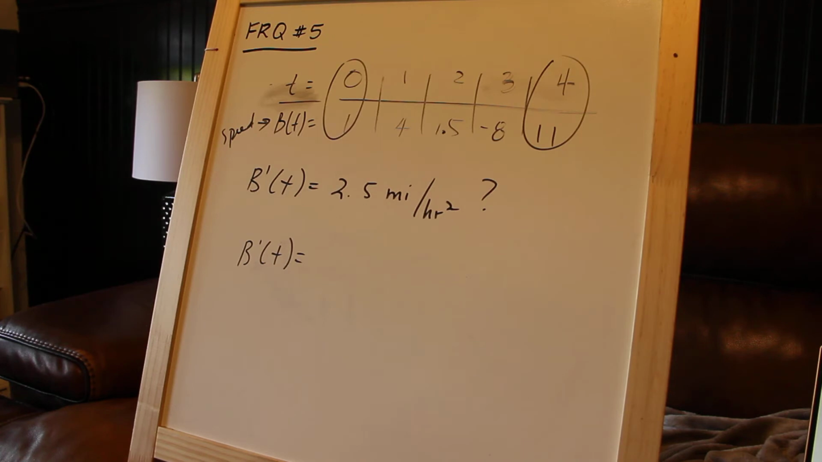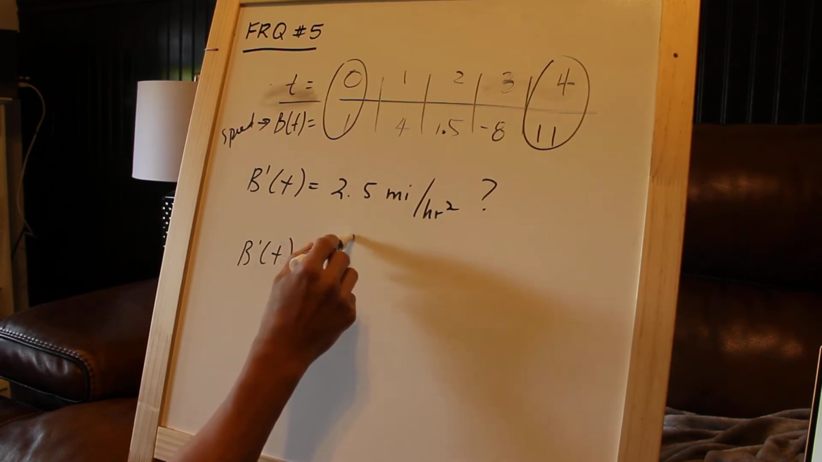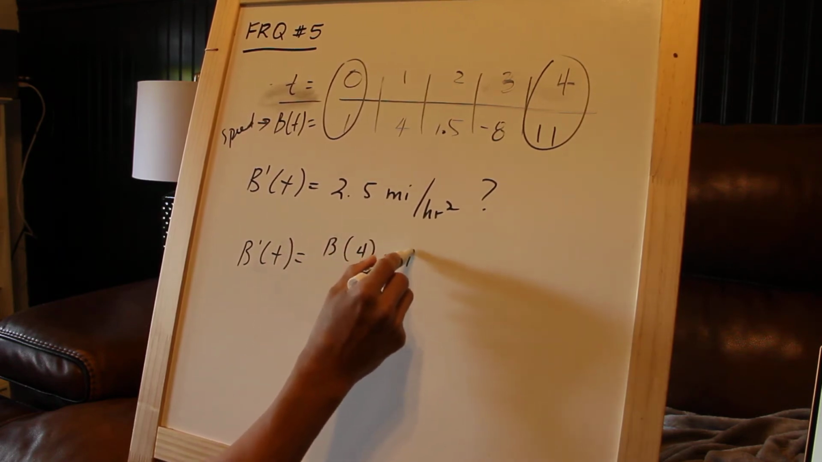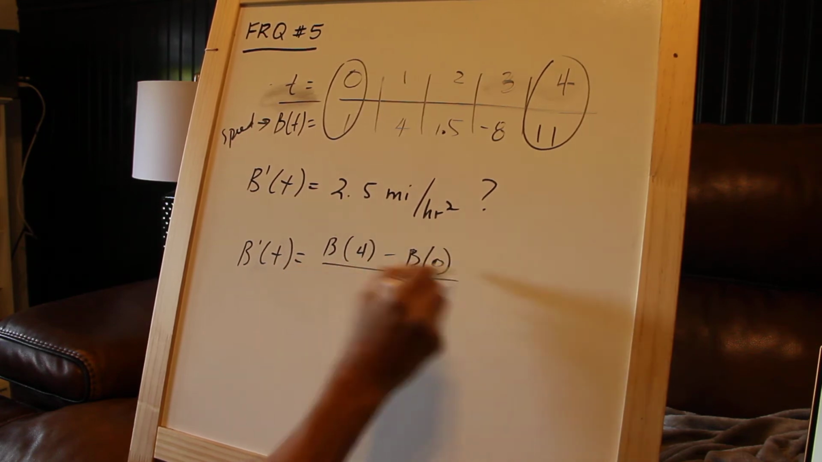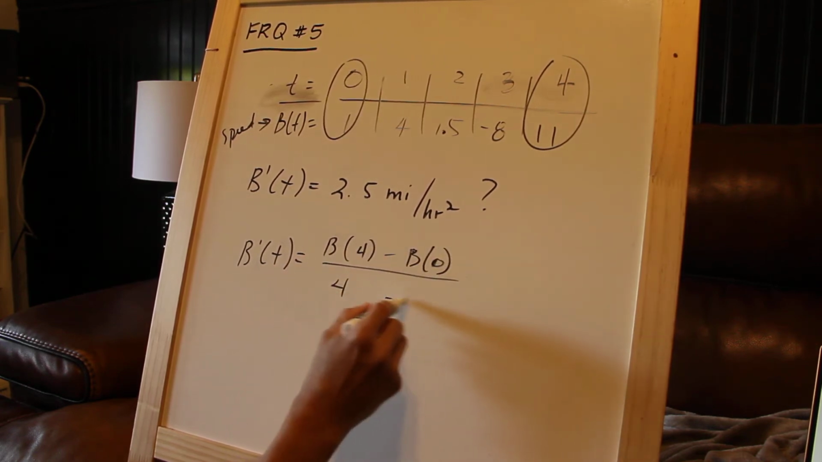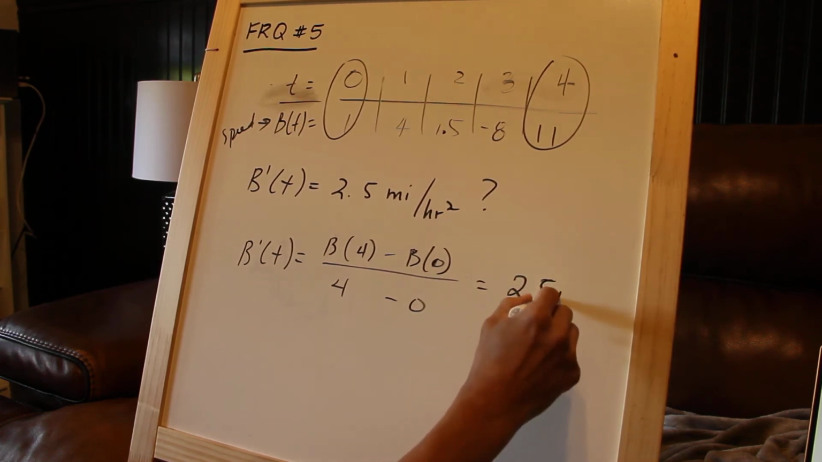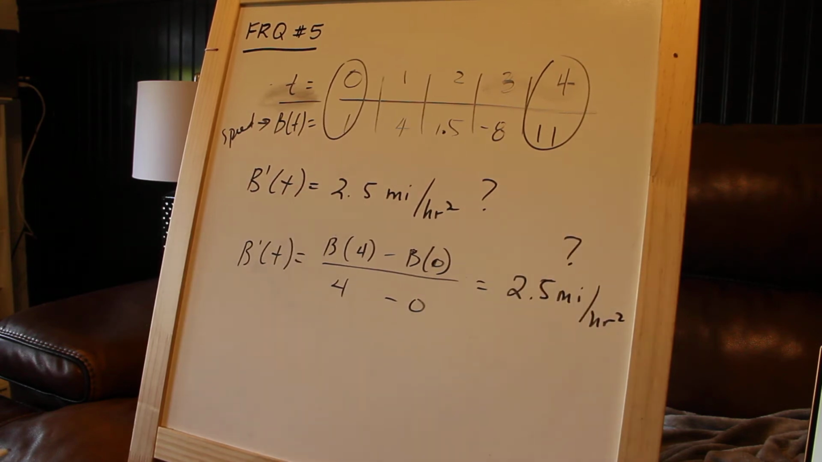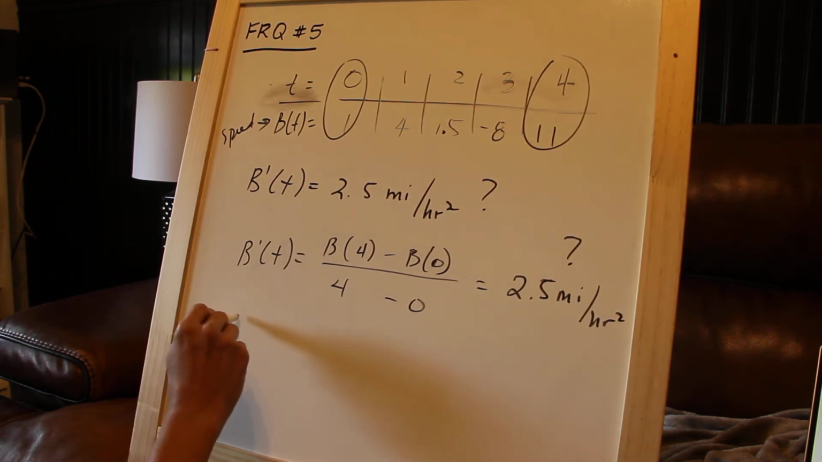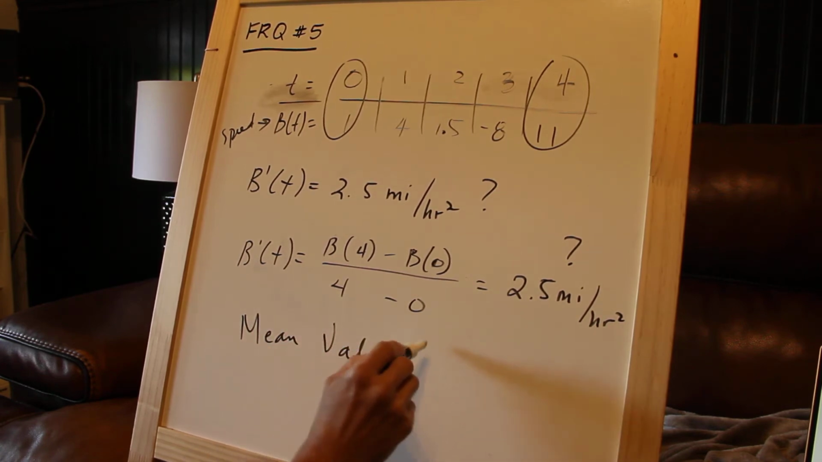Okay? So if I look at this, then I'm just looking at a rate of change of b at 4 minus b at 0 all over 4 minus 0. Does that give me 2.5 miles per hour squared? That's all I have to prove. This is called the mean value theorem.